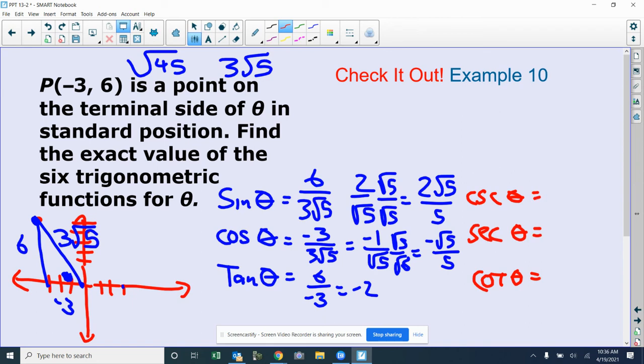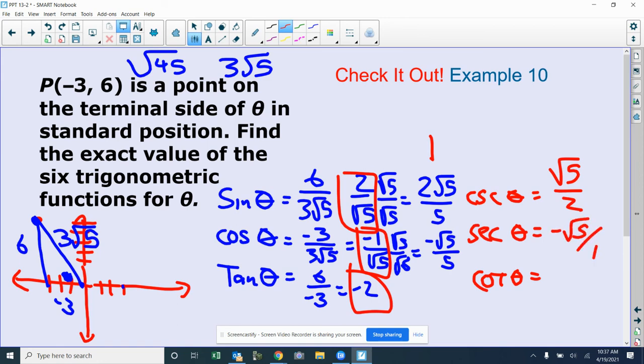Now, don't make yourself have a bunch of extra work here, okay? We simplified it right here before we rationalized, didn't we? So don't take it from this spot right here. Go back and just invert that. So it's gonna be square root of 5 over 2. That way I don't have to rationalize again. You see what I'm showing you? This would be just what? Negative square root of 5. If you wanna put it over 1, that's fine. Cotangent, we have -2, which would be what? -1/2.